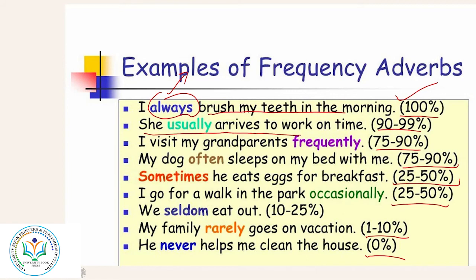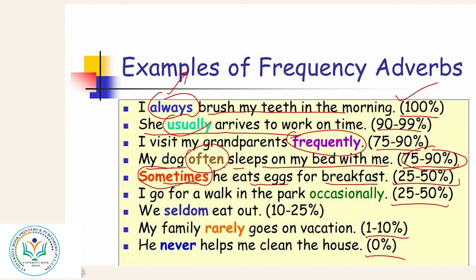She usually arrives to work on time. अब usually का percentage क्या है? 90 to 99%. I visit my grandparents frequently. ज़्यादा होता है frequently. 75 to 90%. My dog often sleeps on my bed with me. 75 to 90% here. Sometimes he eats eggs for breakfast.